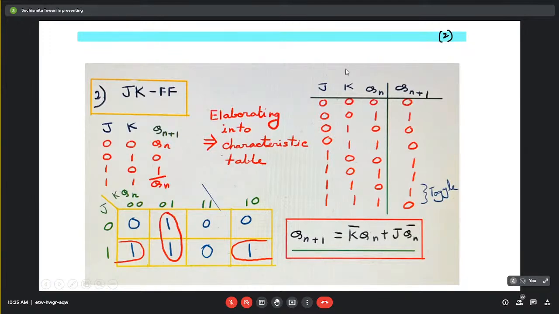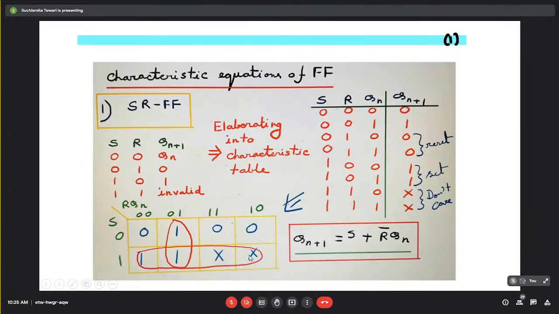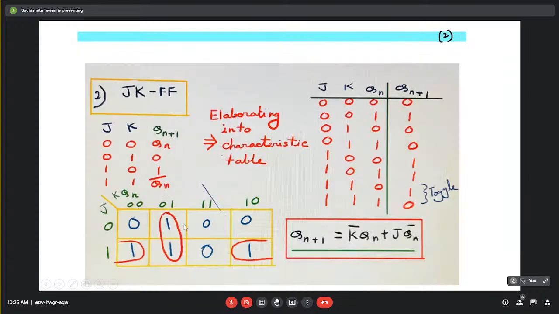Similarly, if we break it down to this Carnot map, we will get this entire table. You see these two are now getting 0 and 1. Previously, these two were don't care conditions. So if now we solve this, for this term I am getting J Qn bar, and for this term, I am getting K bar Qn. So ultimately, the output equation is K bar Qn plus J Qn bar. This is the characteristic equation of JK flip-flop.